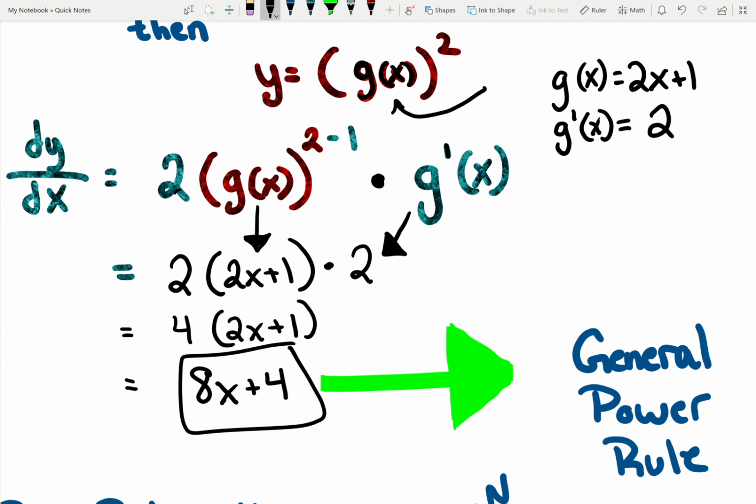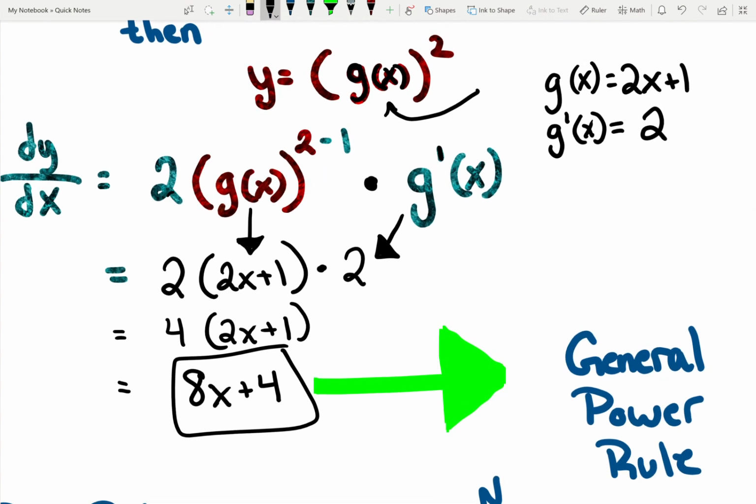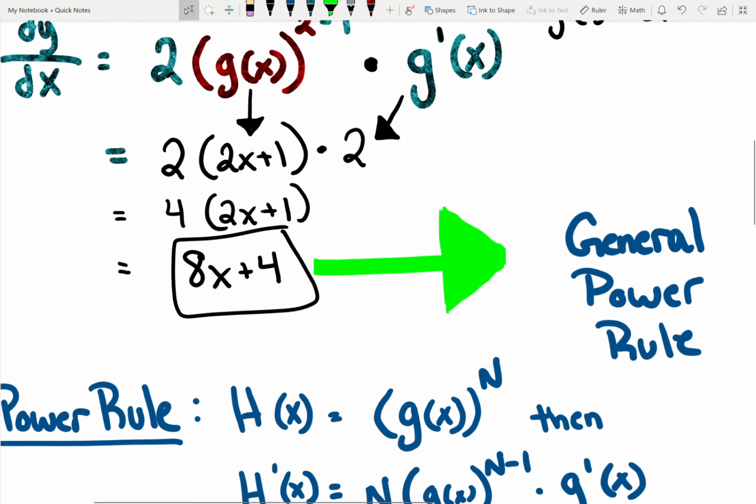Now what we did here is called the general power rule. So it's pretty much the power rule, but if you don't have a base x, rather than having a base x, you have a function of x, you're going to do the normal power rule, but then multiply it by the derivative of that function, which is the base.